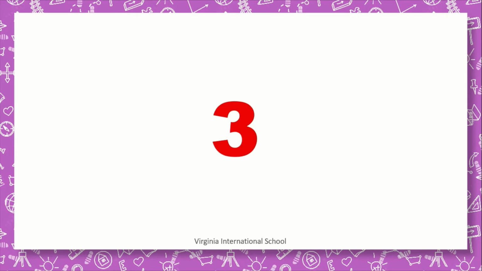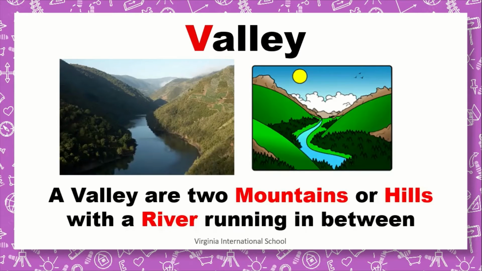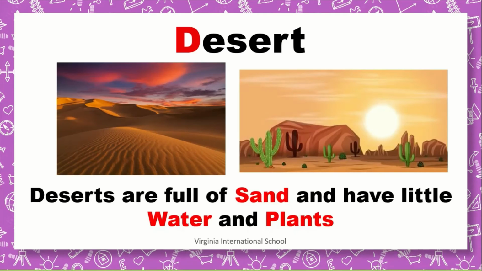Hill. Number three is a valley. A valley is two mountains or hills with a river running in between them. A valley is only called a valley if there is a river running between the mountains or hills. It's called a valley with the V, the valley.